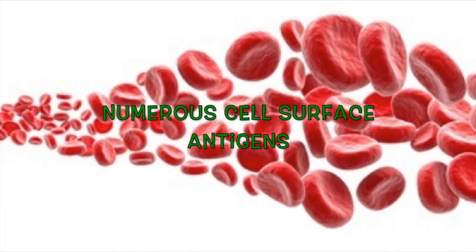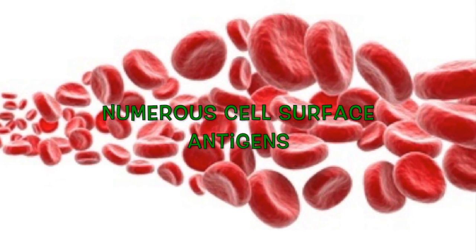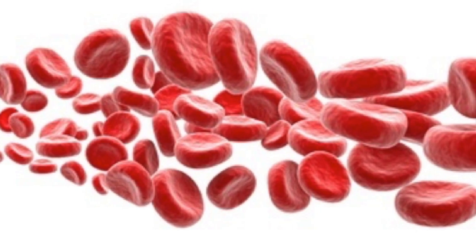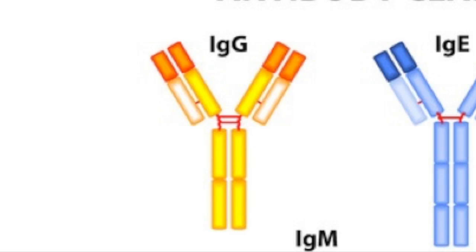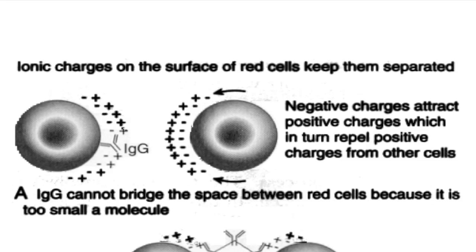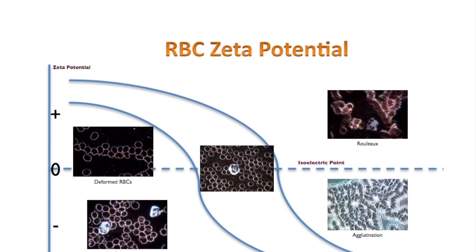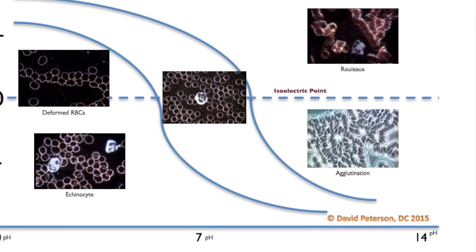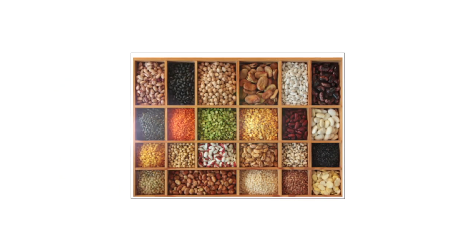Red blood cells bear numerous cell surface structures that can be recognized as antigens by the immune system. Hemagglutination by IgG, IgA, and IgM antibodies is a function of the effective length of these immunoglobulins and the zeta potential of the cells in the bloodstream. Agglutination of cells occurs when the zeta potential is below a critical level.